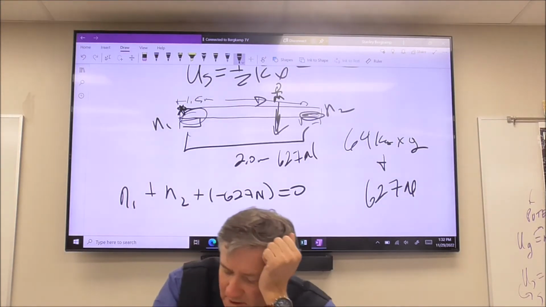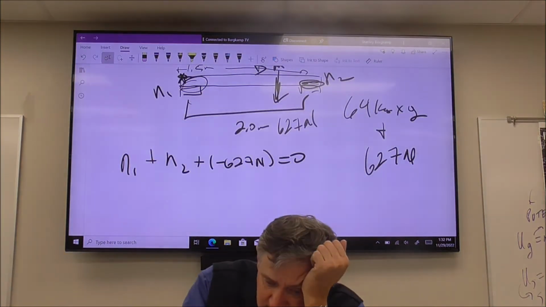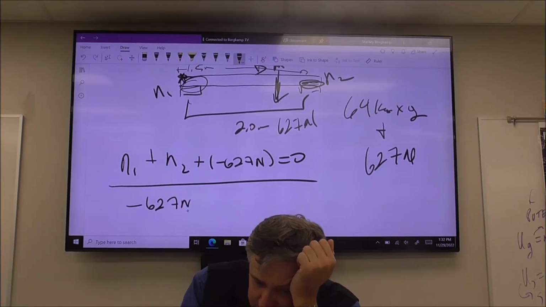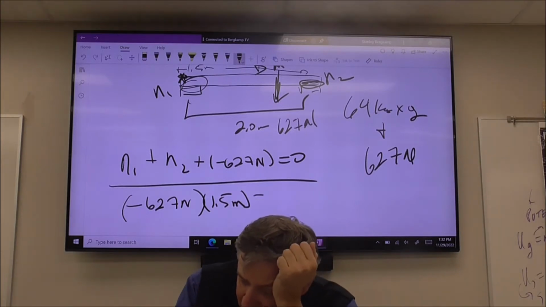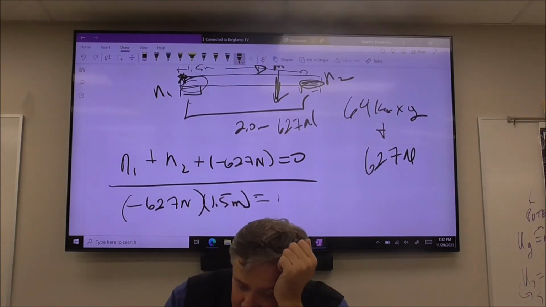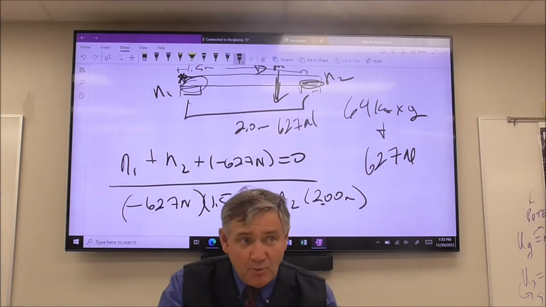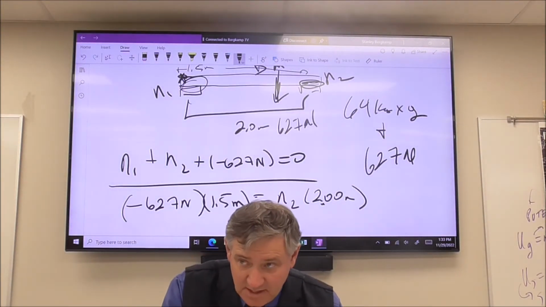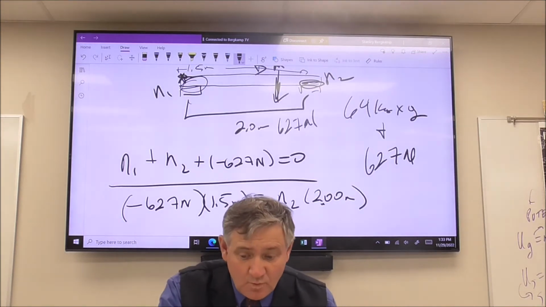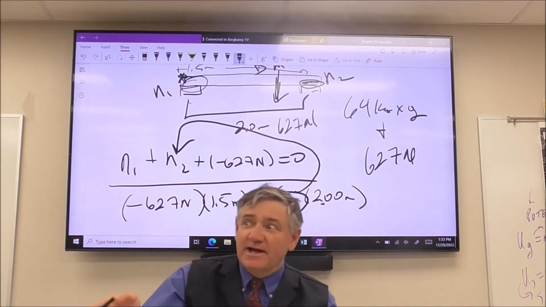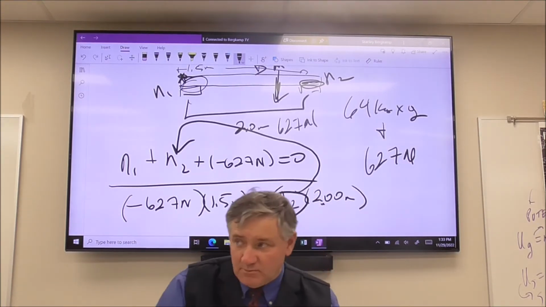So here's the next thing you can do. I'm going to get my second equation. I'm going to take negative 627 newtons times 1.5 meters, okay? Now, that has to equal the reading on that second scale times 2 meters. Now, at this point, could I find the reading on the second scale? Yes. So then once I get N2, I can put N2 up here, then I can solve for N1. Okay?